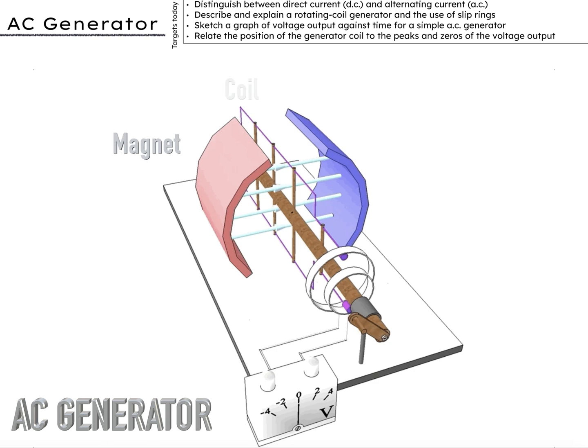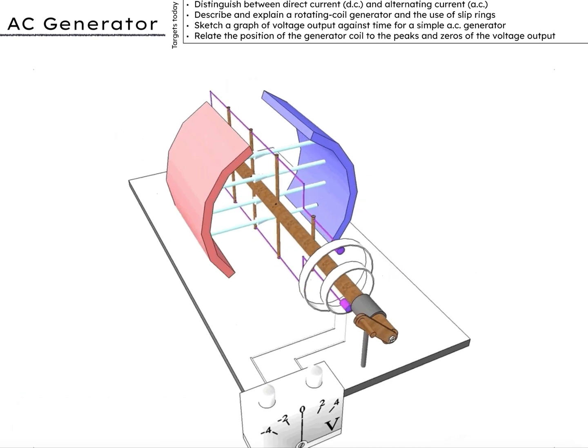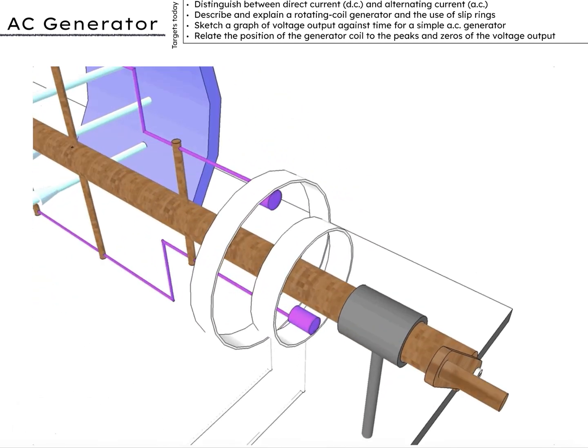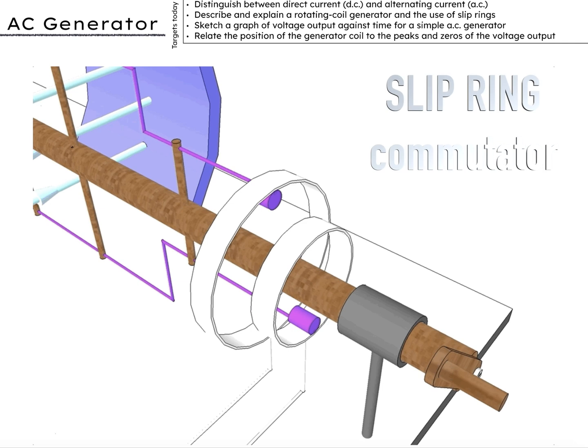There's still a big magnet and a coil. The spindle has a handle to let us turn. I've got a voltmeter and there's a commutator, but it's not split. Let's take a closer look. This commutator has two complete rings and it's called a slip ring commutator. It's called a slip ring commutator because the two rings slip over the brushes. But importantly, they stay in contact the whole time.